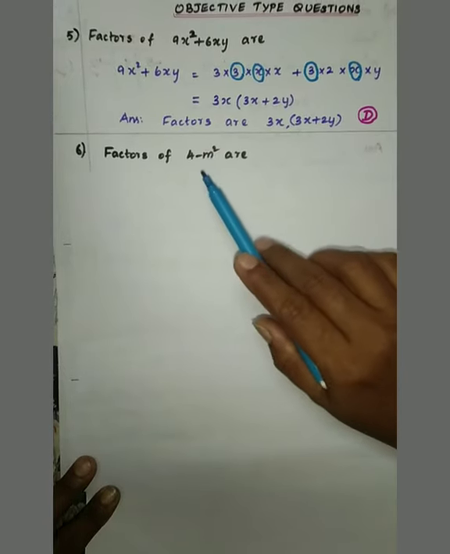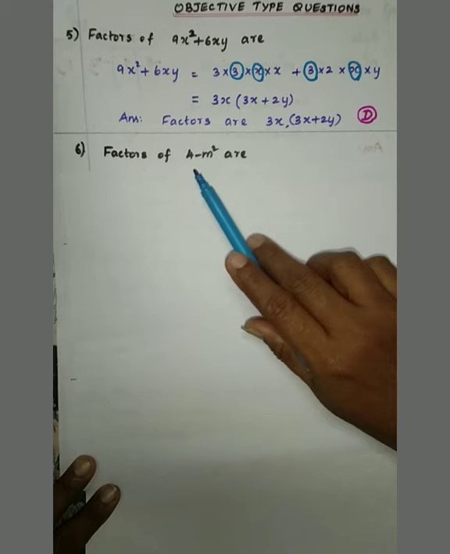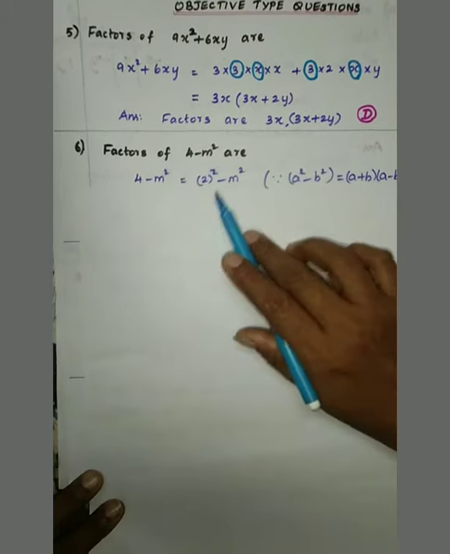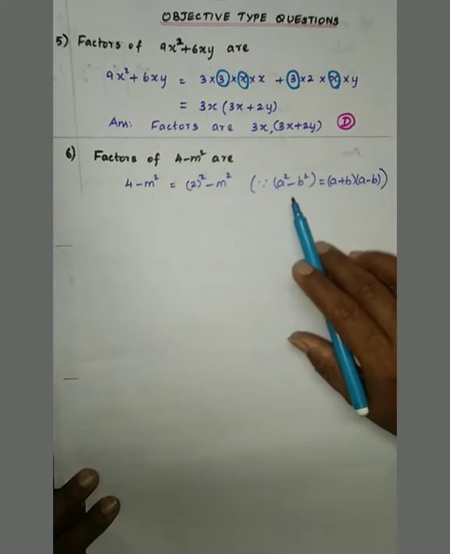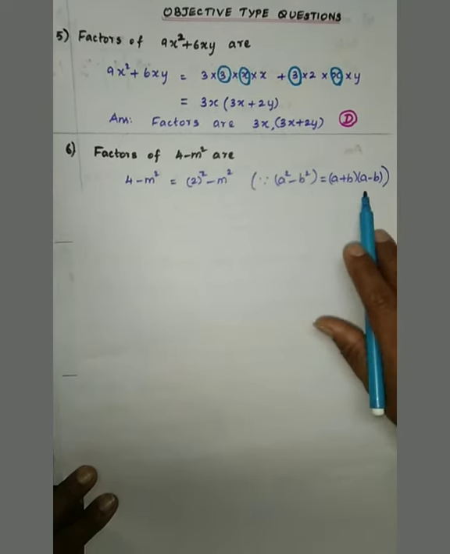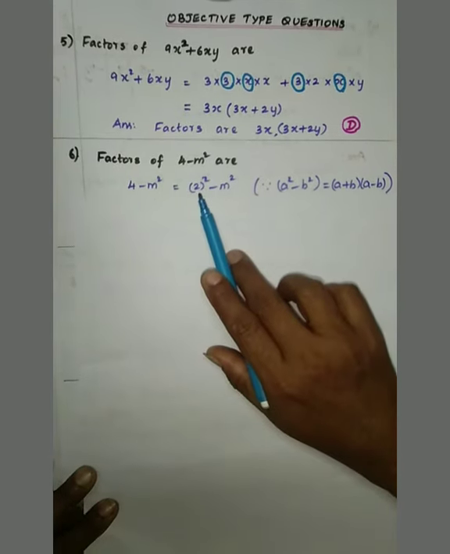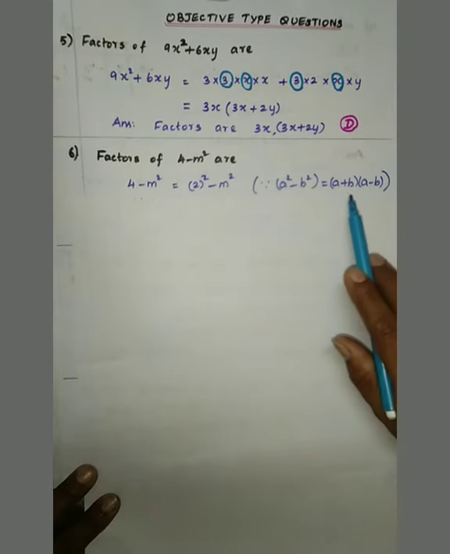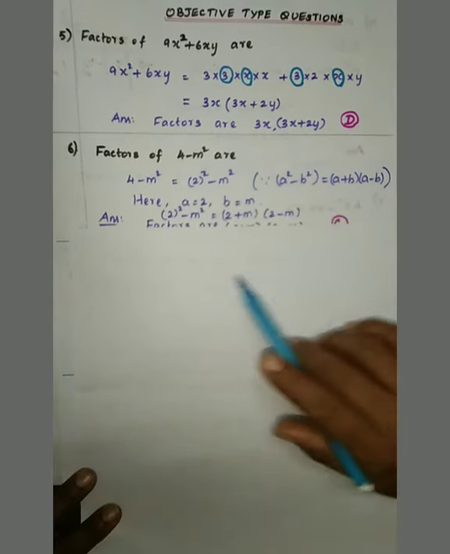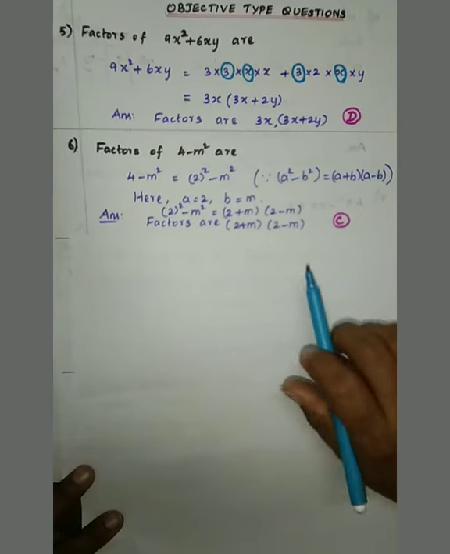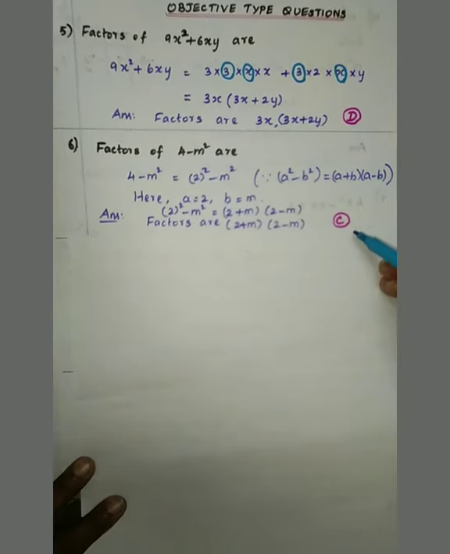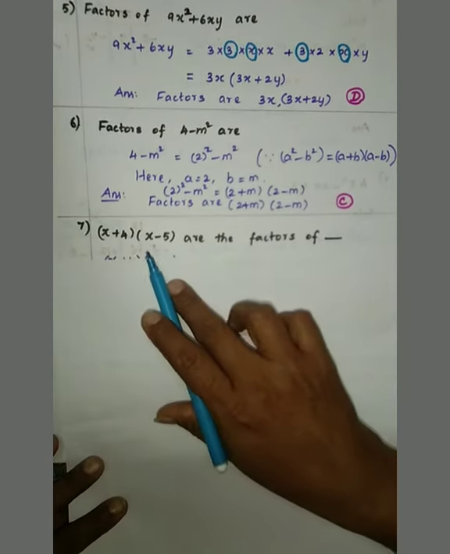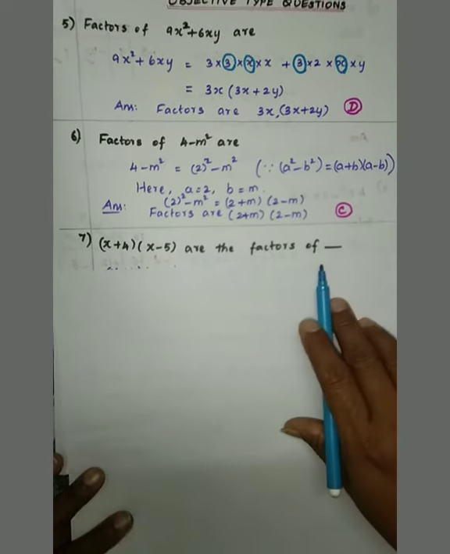So it is in the form of a square minus b square, because 4 can be written as 2 square minus m square. This is the identity a square minus b square equals a plus b into a minus b. So here a value is 2 and b value is m, so we can apply 2 plus m and 2 minus m. Therefore, the factors are 2 plus m into 2 minus m. Option C.